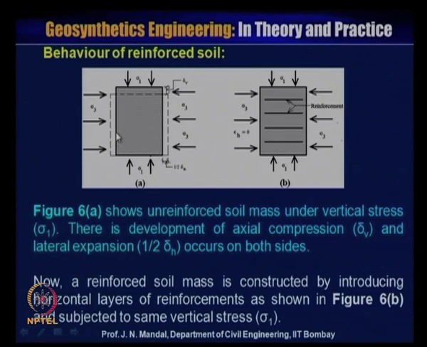Now, we introduce layers of reinforcement at a particular spacing. The reinforced soil mass is constructed by introducing horizontal layers of reinforcement as shown in figure 6b, and then subjected to the vertical stress. Sigma 1 is the major principal stress and sigma 3 is the minor principal stress. You can see there is no lateral deformation, almost the lateral deformation is 0.